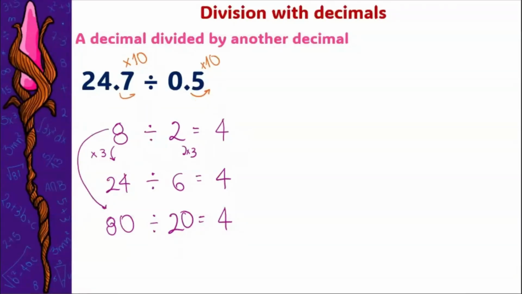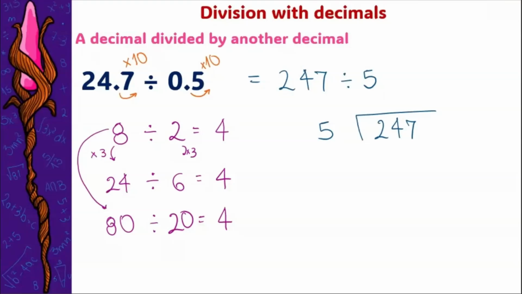So it's pretty useful. Notice, if we multiply both by 10, we are going to get 247 divided by 5. And notice that we don't have to work with decimals anymore. We just do a normal division. 247 divided by 5. Okay, so let's do it.